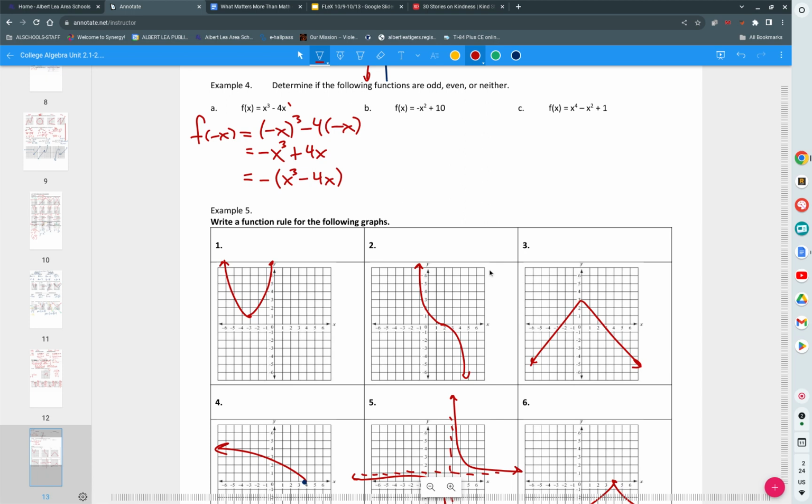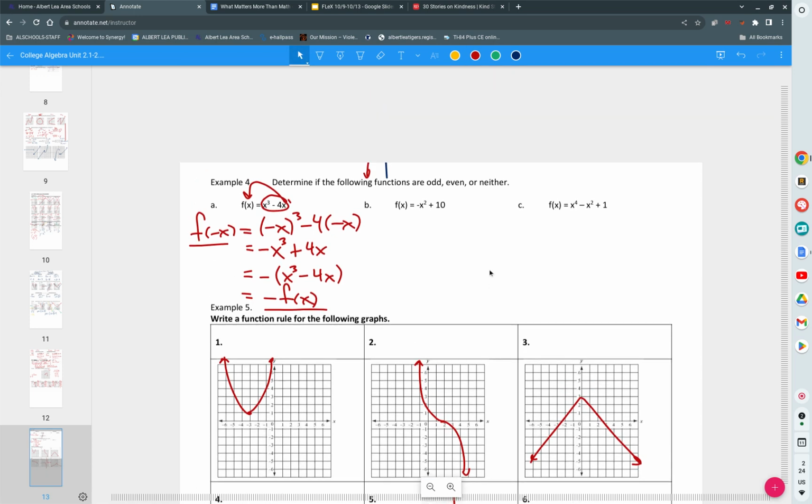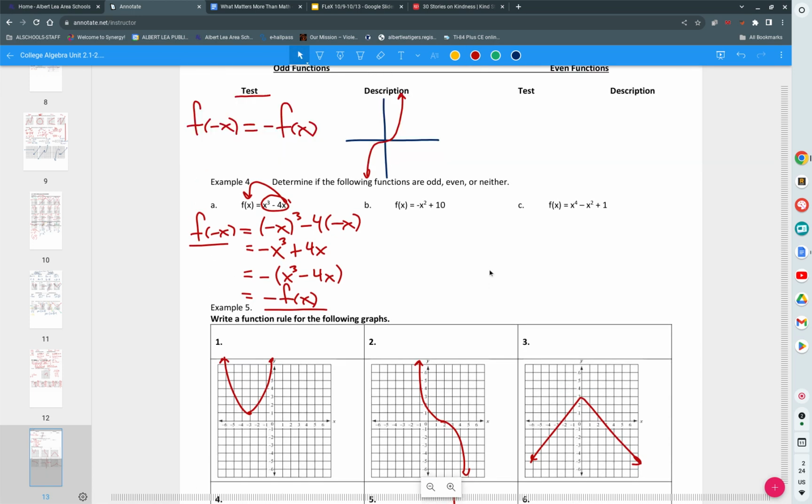Okay, so watch my notation here. So this is equal to, I have a negative sign, and then this x cubed minus 4x, that's the same as f of x. Do you notice what I've done there? I've stated that f of negative x is the same as negative f of x. Isn't that the rule that we were trying to show up here? You just did a proof.